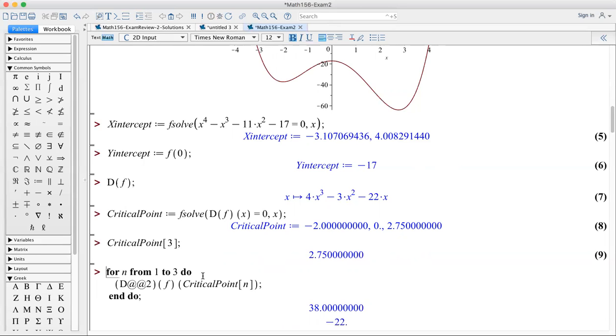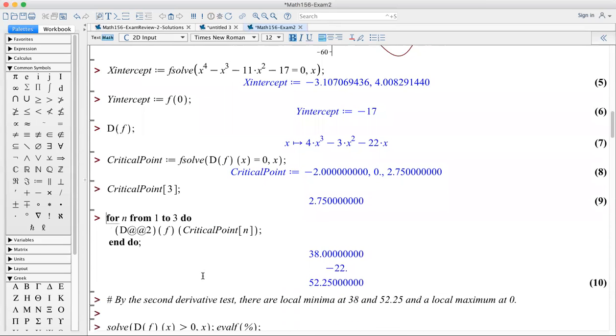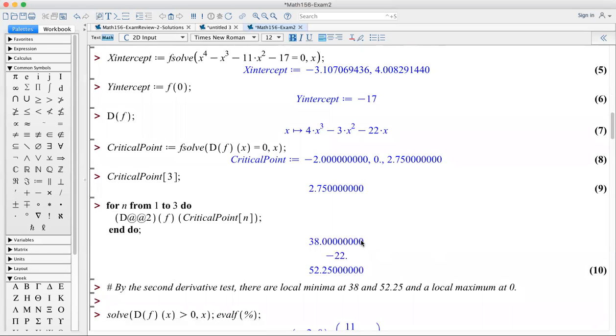And for each of them, I wrote this as a loop, but I could also just write it out. For n from 1 to 3, I'm evaluating the second derivative. And what do I see? I see that the second derivative is positive at -2 and 2.75. So by the second derivative test, if the second derivative is positive, you have a local minimum. At 0, the second derivative is negative, so you have a local maximum at 0.